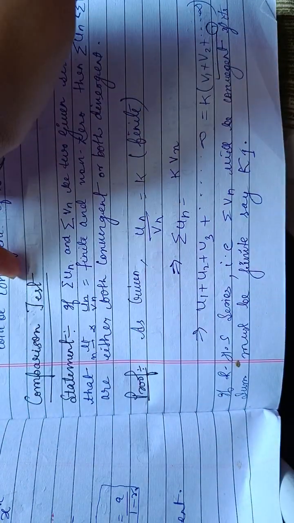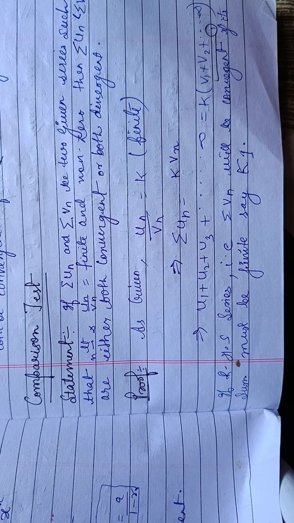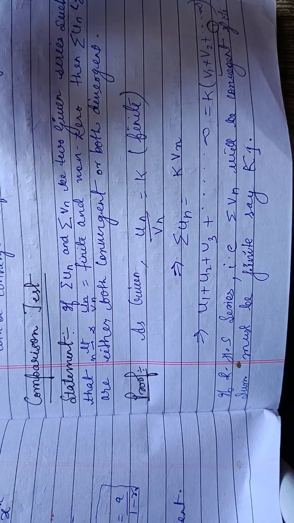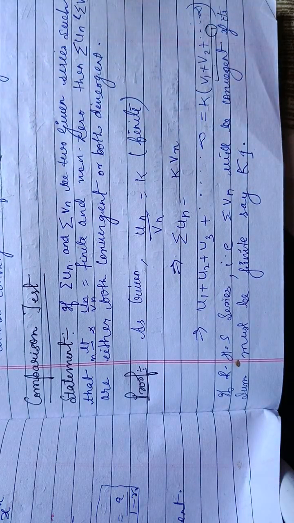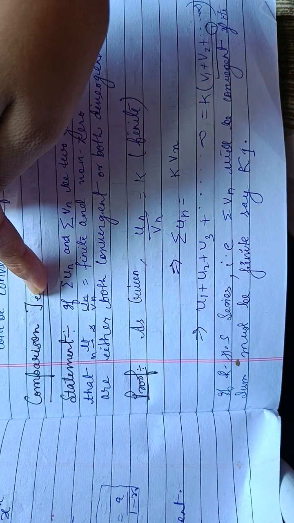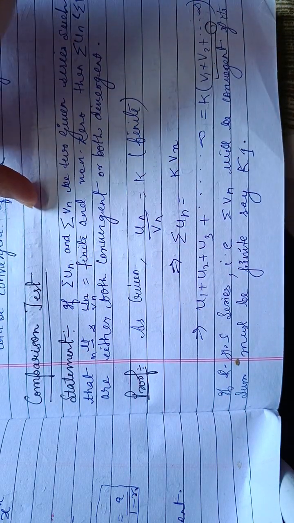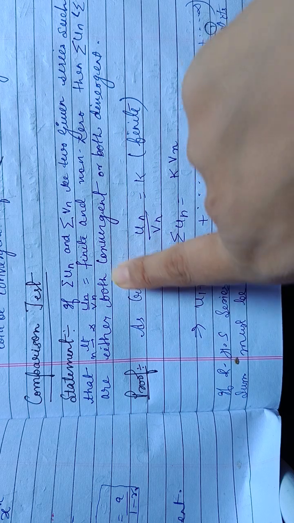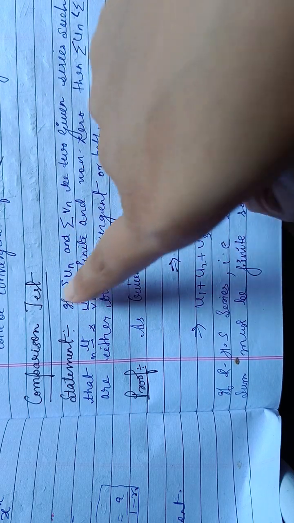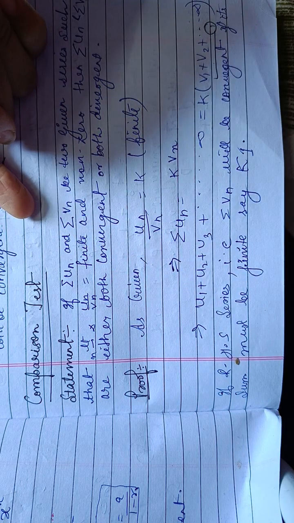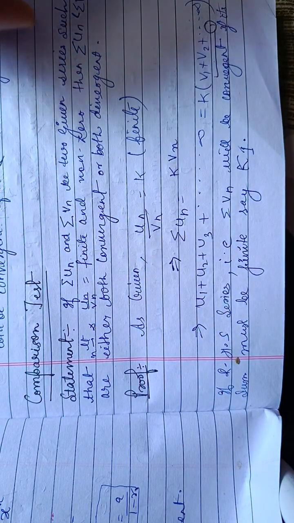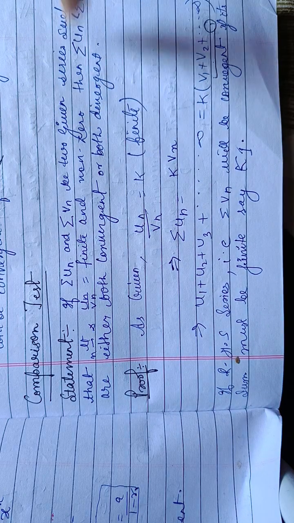mass, some quantity. Similarly, comparison test gives you the knowledge to check, to verify whether your series is convergent or divergent. How? Let's look into this. If series un and series vn are two given series such that un upon vn is finite, means dividing un and vn, if you get a finite quantity and non-zero, then you can say that your series un and vn are either both convergent or both divergent.